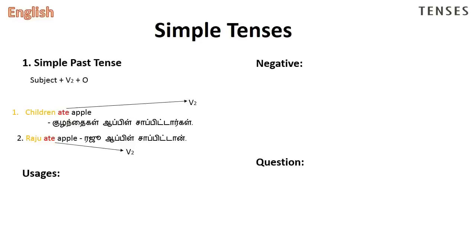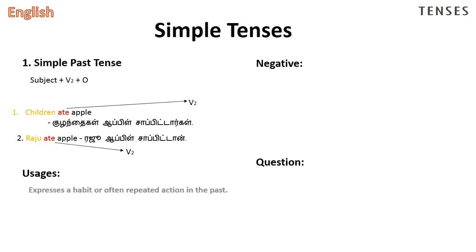Okay, let's see an example. Children did not eat apple. நல்லா பார்த்துக்கோ, did not பிறகு verb 2 வரல, eat. குழந்தைகள் ஆப்பிள் சாப்பிடவில்லை. See, verb 1 is coming. So that's very important. So no, take a note of it.